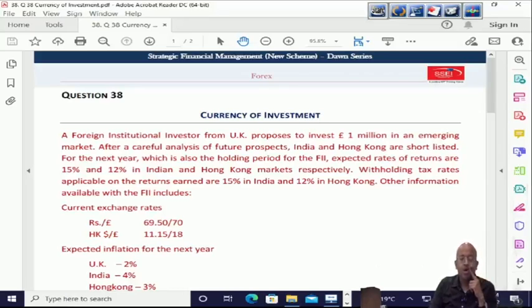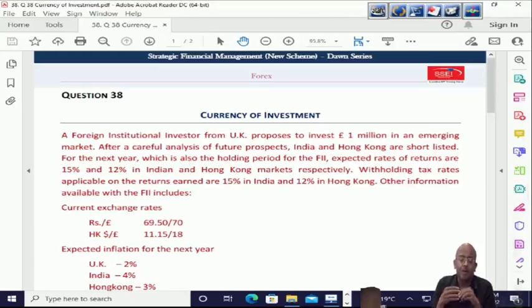Rupee per pound, Hong Kong dollar per pound. First, we have to convert pound into rupee or pound into HK dollar. So we have to sell pound, so the bid rate is relevant. We have 1 million pound to invest, so we will convert pound. Let's start doing it, please.